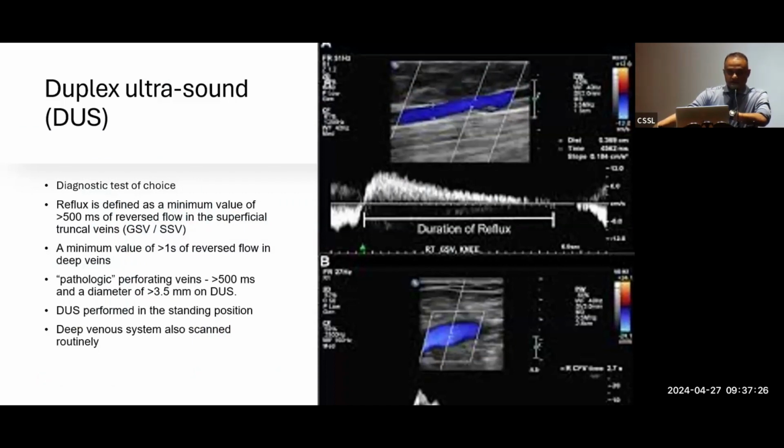Now, about scans. The next thing in the guideline is that, unless it's a telangiectasia or a spider vein, all patients who are being contemplated or considered for treatment require a scan. The gold standard, or the diagnostic test of choice, is a duplex ultrasound scan. And you define reflux as more than 500 milliseconds, that is more than half a second of reflux in the truncal veins. The trunks are the great saphenous and the short saphenous.